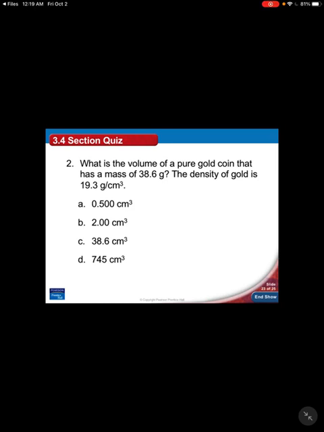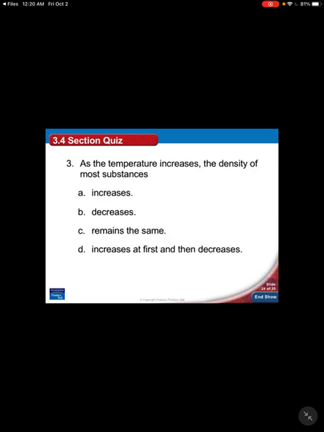And here's another good question, one I hope you can almost do in your head. What's the volume of a pure gold coin that has a mass of 38.6 grams? Well, volume, as we showed by rearranging our equation, is mass divided by density. That's an M, but it's the best I can do. And of course, 38.6 divided by 19.3 would give you 2 cubic centimeters, since one is twice the other. And as temperature increases, density tends to decrease and things become lighter.